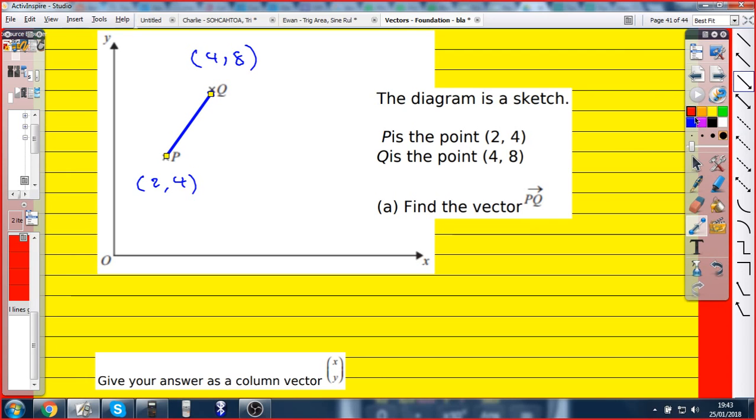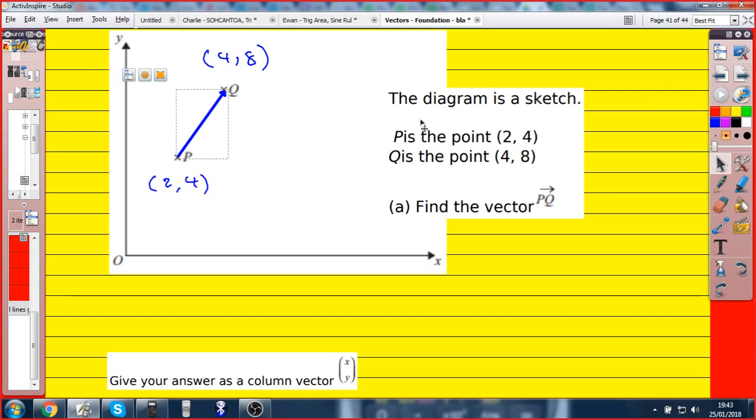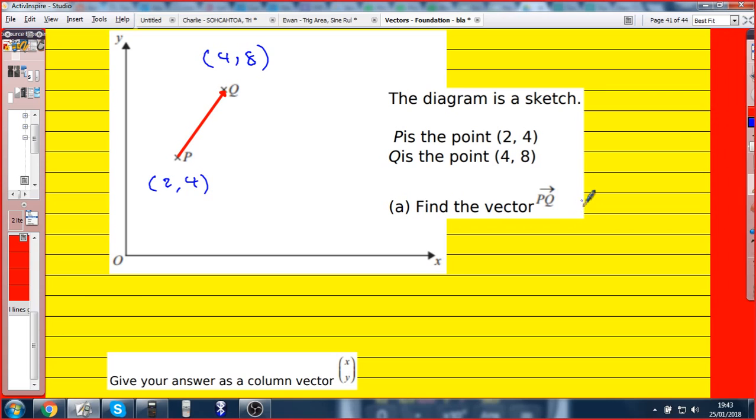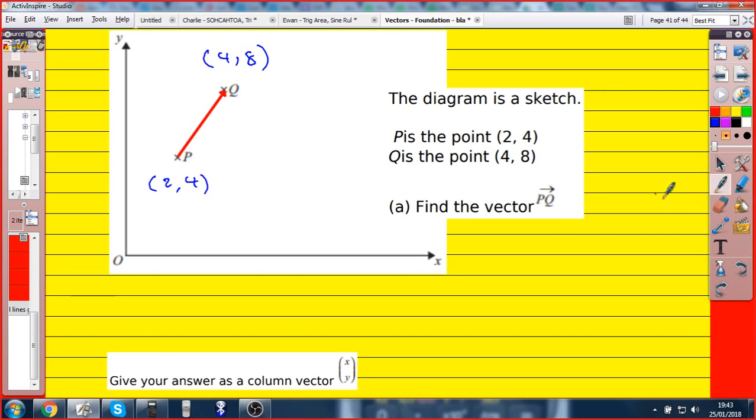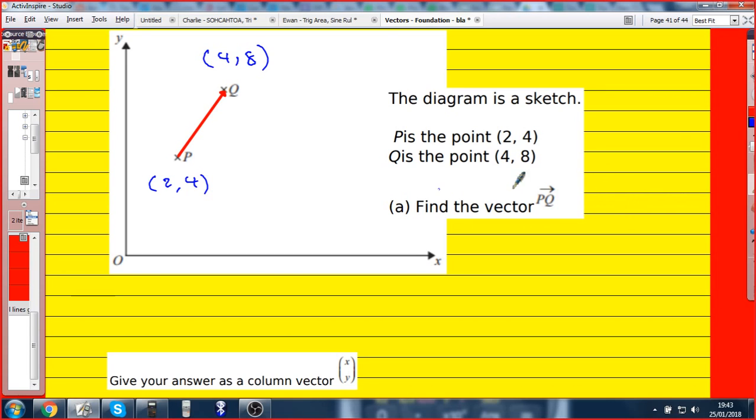Oh, so it's 0. But you're going from... Oh, so you just make a triangle. Sure. So then you go, so you go 2 across, then 4 up. Yeah.